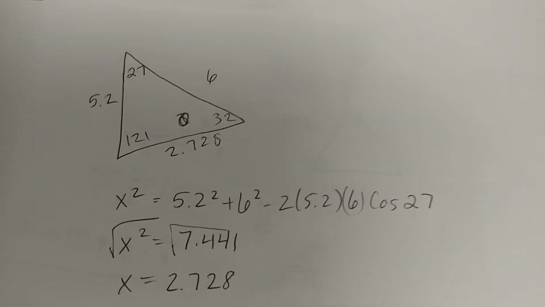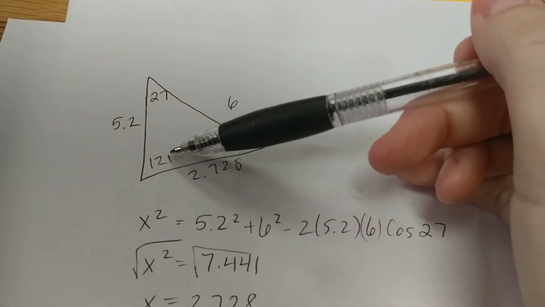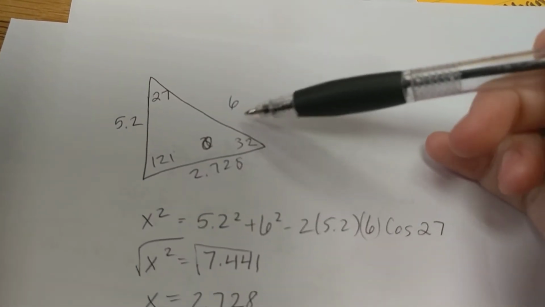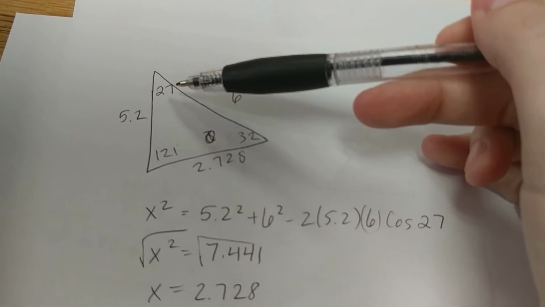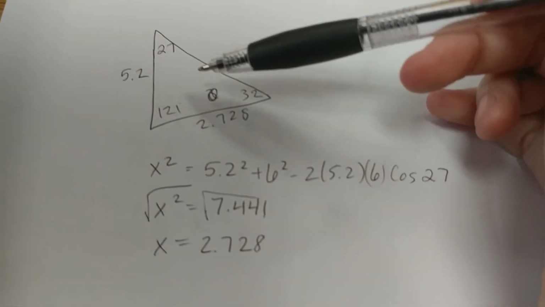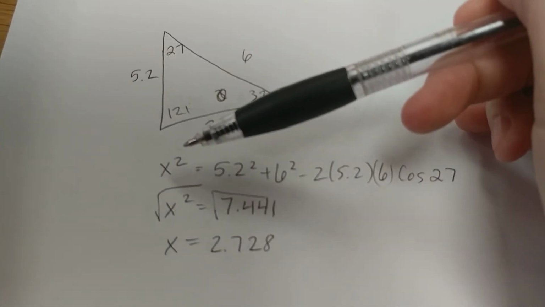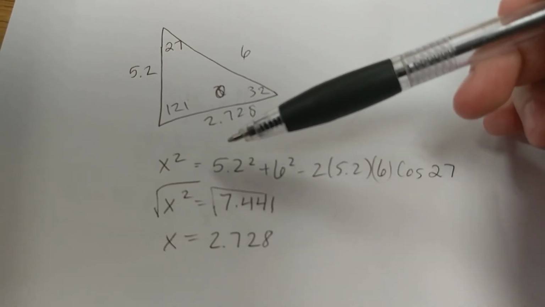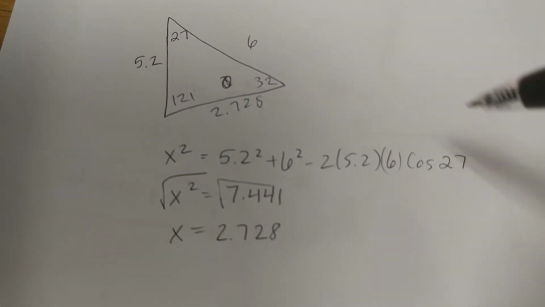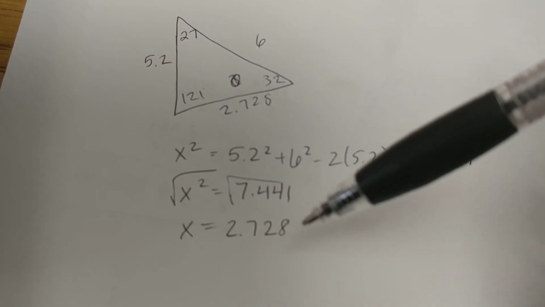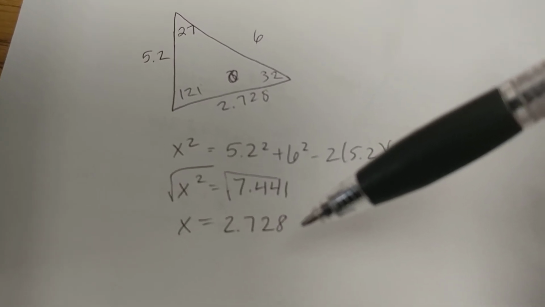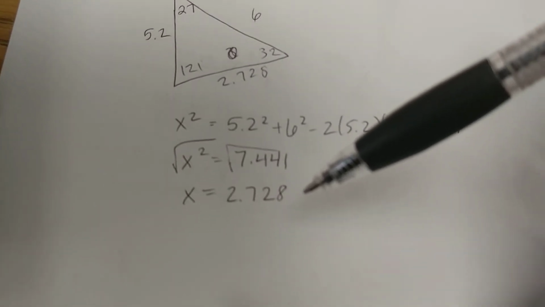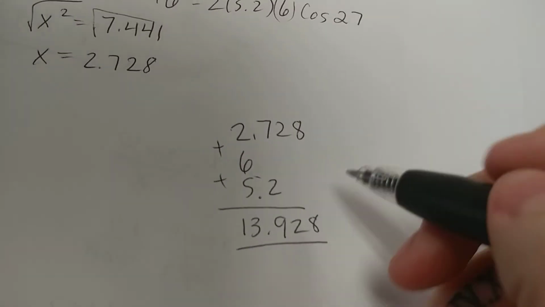Okay, you should have used law of cosines. First off, you should have added up the 121 and 32, and subtracted that from 180 to find the missing angle was 27. You're solving for the missing side of law of cosine, so we have x squared and filled out the rest of the equation. You typed it in, you get that the missing side is 2.728 kilometers. Now you need to find the speed.